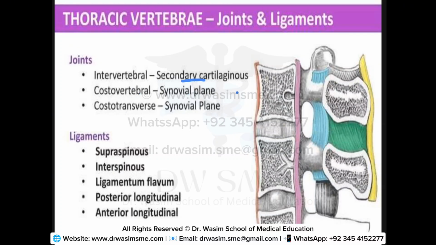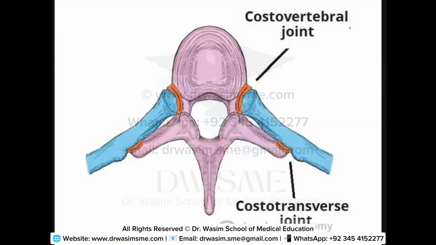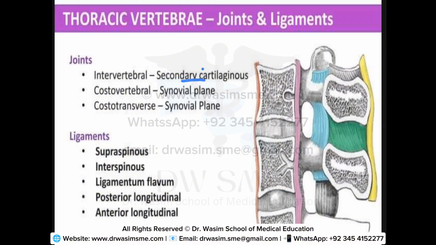Then it is going to form the joint with the vertebra at 2 points. As you could identify from this, this is going to be the costovertebral joint, and this is going to be the costotransverse joint. So this is between the transverse process and this area of the rib, and the main area of the rib making articulation with this thoracic vertebra is going to be the costovertebral joint. So the costovertebral and costotransverse, both of these joints are the synovial plane joints.